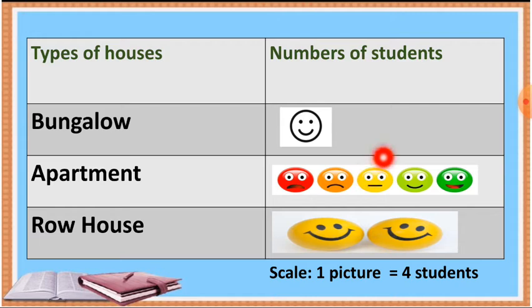Now understood students how you are supposed to make the pictograph? First you will draw the column, then you will write the types of houses, and then you will write the scale down the column. Okay students? Now scale means one picture is equal to 4 students. This is a very important step, student. So now after writing the scale, we will draw the images. Understood student? Now let's begin our writing work.